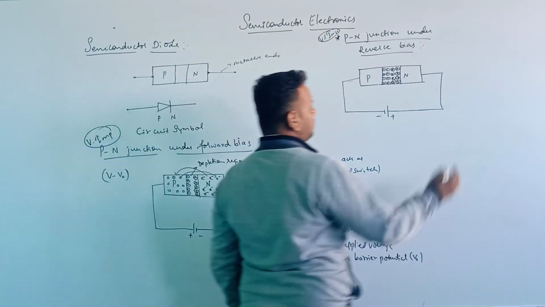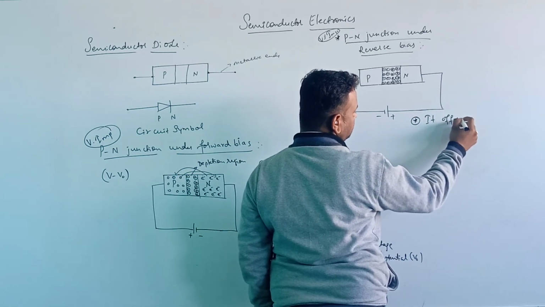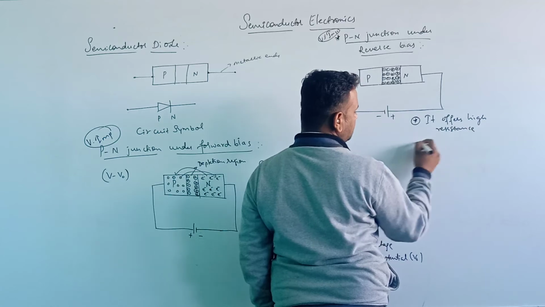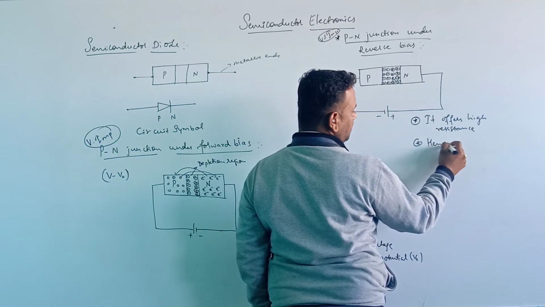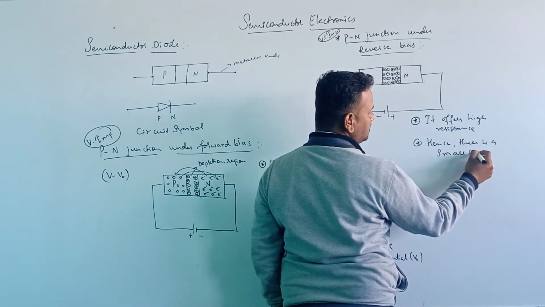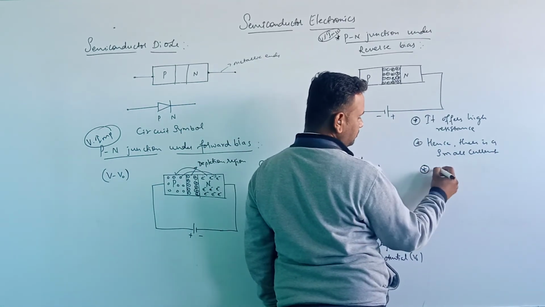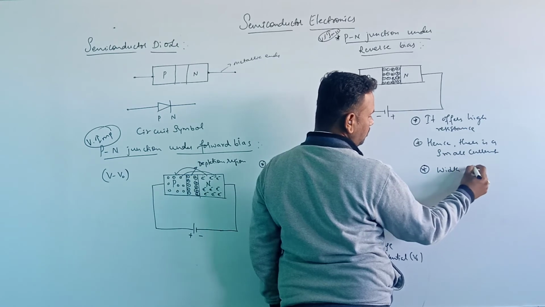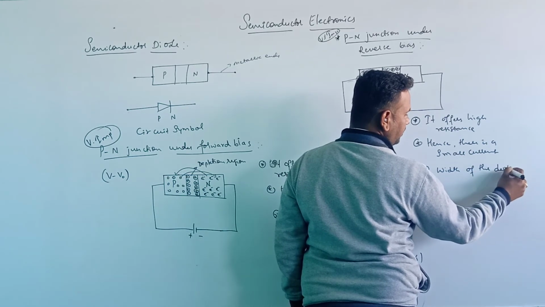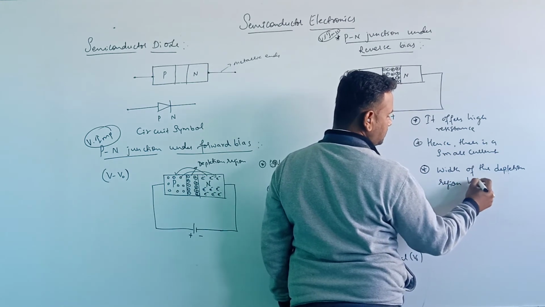The one common thing we should enumerate here: it offers high resistance, and hence there is a small current, and the width of the depletion region becomes wide.